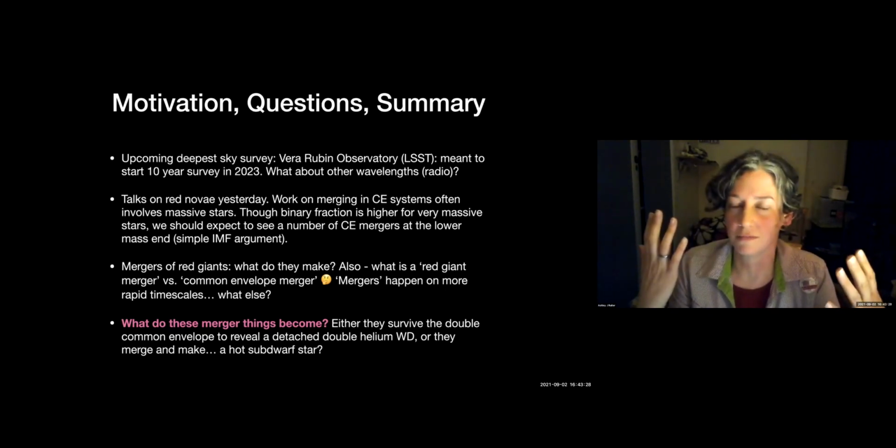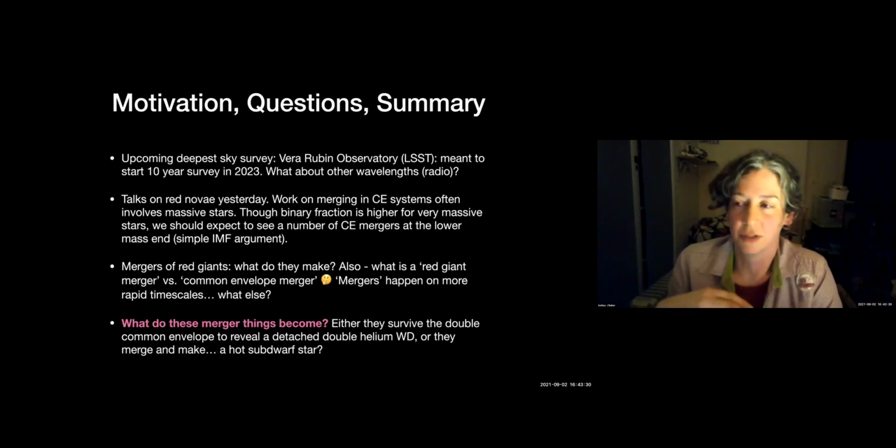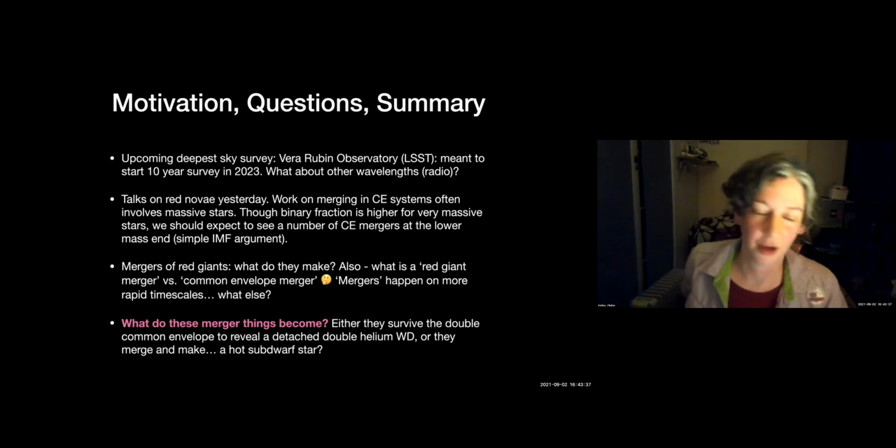They're already going to be fairly bright compared to, say, our typical white dwarf merger progenitor. Yeah, and of course, what do these things make? That's another interesting question. But yeah, I'll stop there.